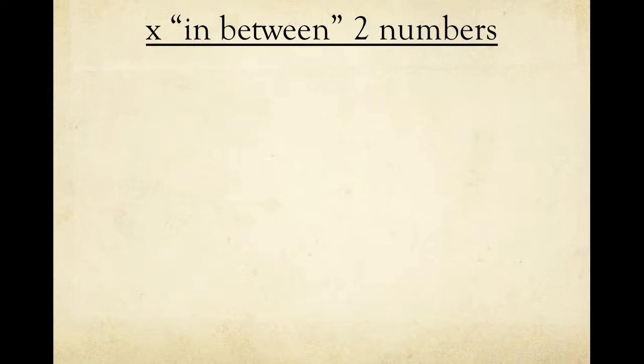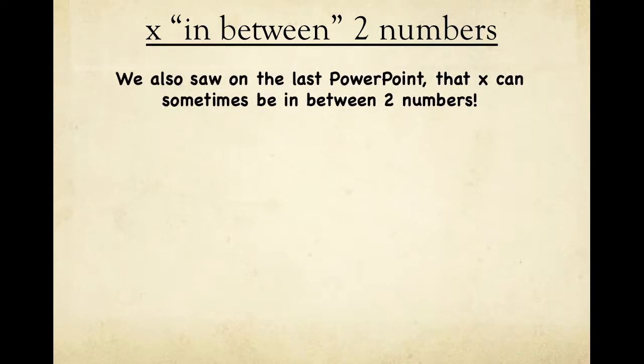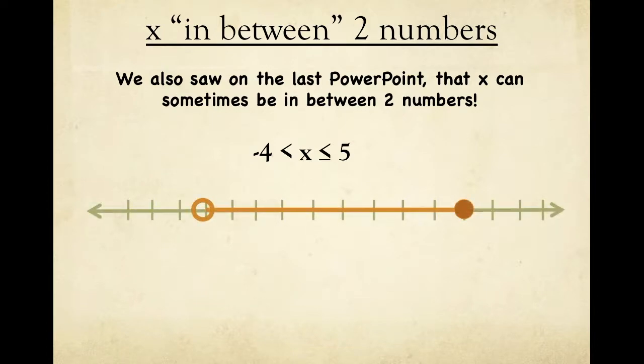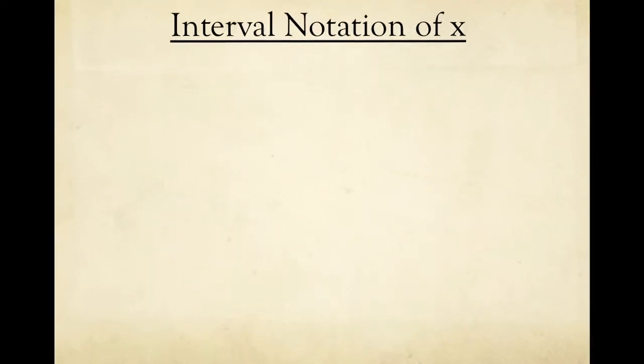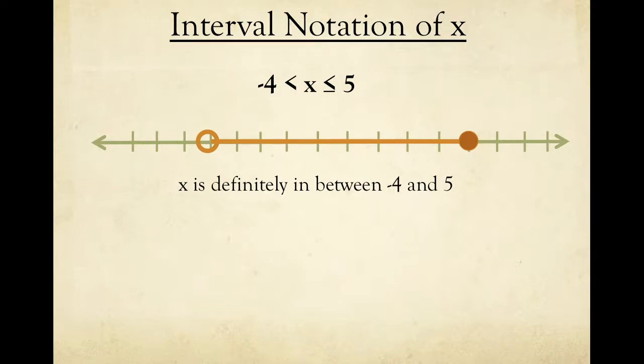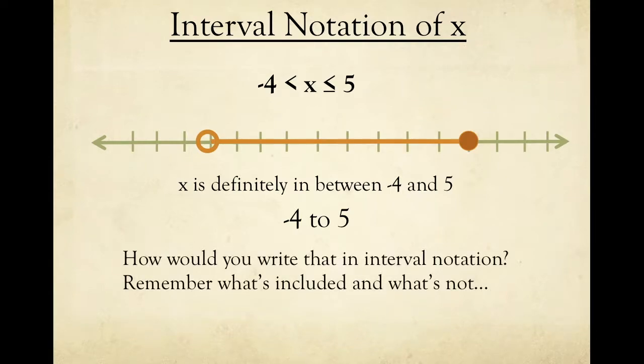What do you do when x is in between two numbers? We also saw in the last PowerPoint that x can be in between two numbers, something like this, which was also drawn like this. What values of x make this inequality true? Look at the number line and you can find some answers. In this case, x is definitely in between -4 and 5. So from -4 to 5. But how would you write this in interval notation? Remember, what's included and what's not. In this case, the -4 is not included, so the bracket faces away. And the 5 is actually being hugged because it's less than or equal to 5.